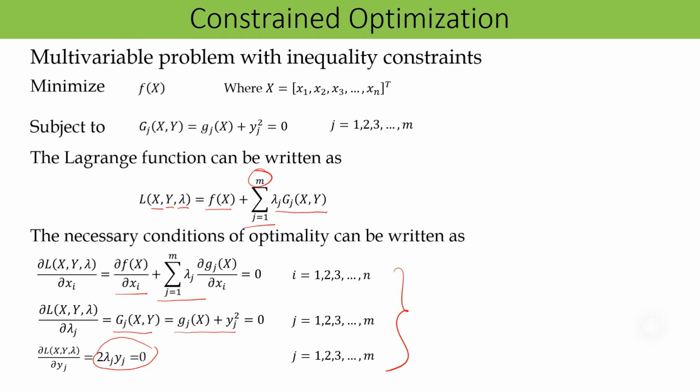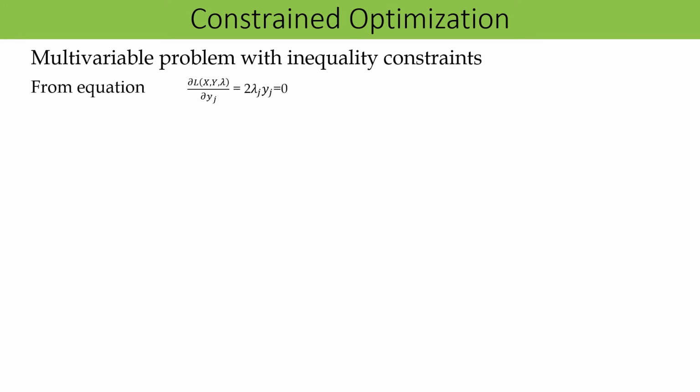Now from the last equation, the derivative of L with respect to y_j, we get twice lambda_j y_j equal to 0. So we may get two conditions here. This is a multiplication term, so either y_j equal to 0 or lambda_j equal to 0. There are only these two possibilities: if lambda_j is equal to 0, then the term will be 0, or if y_j equal to 0, then the term will be 0.